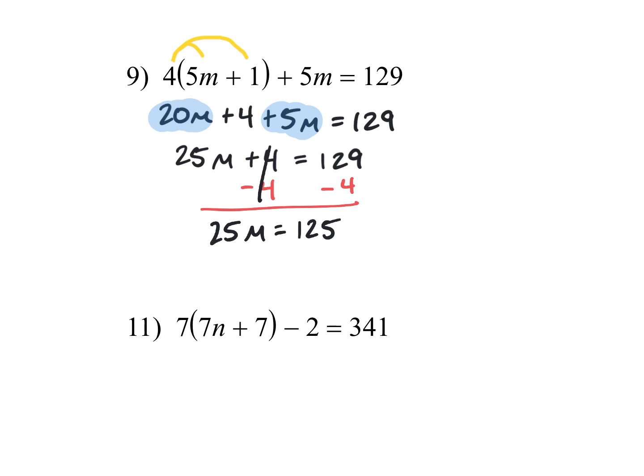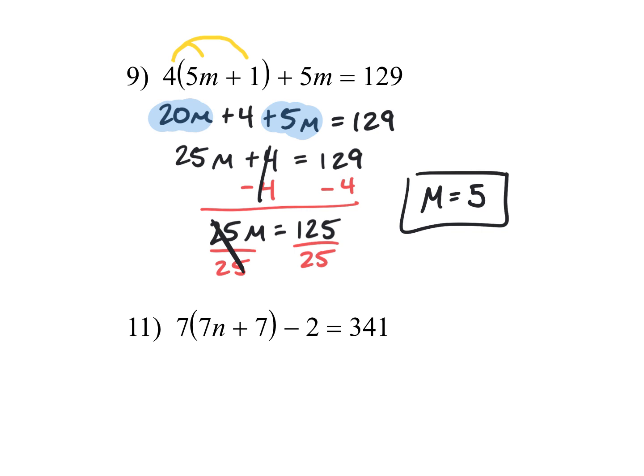Now you are at the point where, hey, m is almost by itself. You've got to undo multiplying by 25. So you would divide by 25. And once you do that, you solve it out, and you would get m is equal to 5. That is correct. Okay?